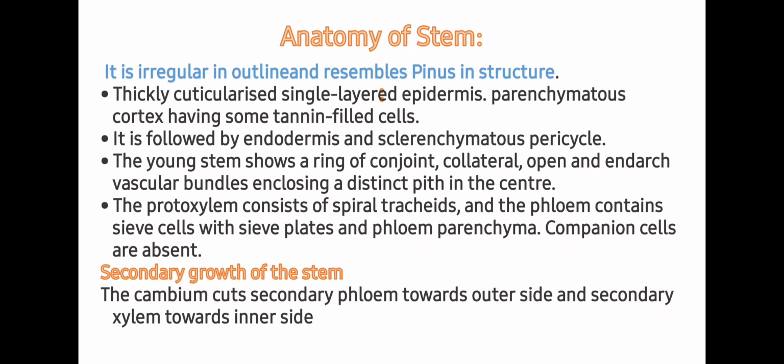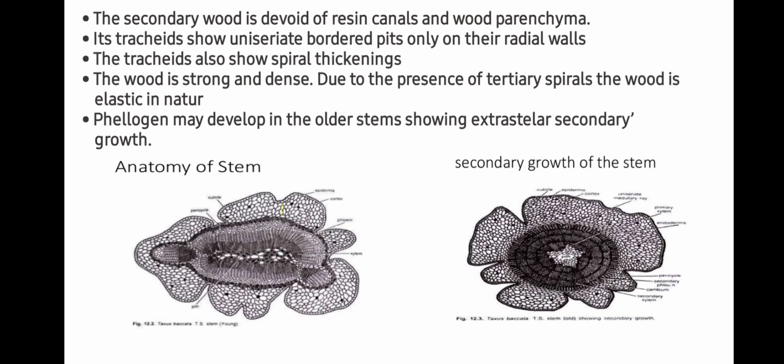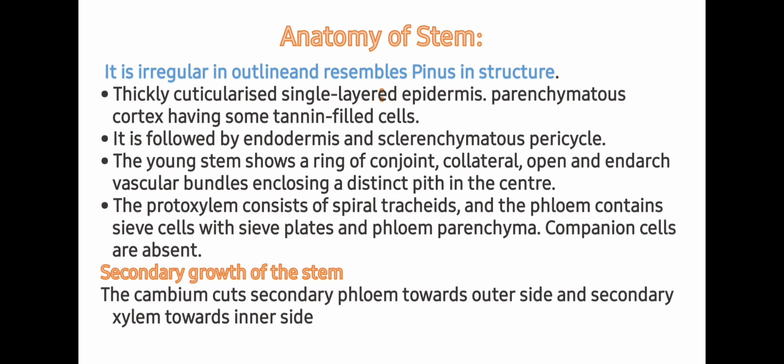Students, TS of stem is irregular in outline, resembling Pinus in structure. It has a thickly cuticularized, single-layered epidermis, parenchymatous cortex, and tannin-filled cells. It is followed by endodermis and sclerenchymatous pericycle. The young stem shows a ring of conjoint collateral open and enlarged vascular bundles enclosing a distinct pith in the center, as you can see in this image. The protoxylem consists of spiral tracheids and the phloem contains sieve cells with C plate and phloem parenchyma. Companion cells are absent, which is the characteristic feature of the gymnosperm.